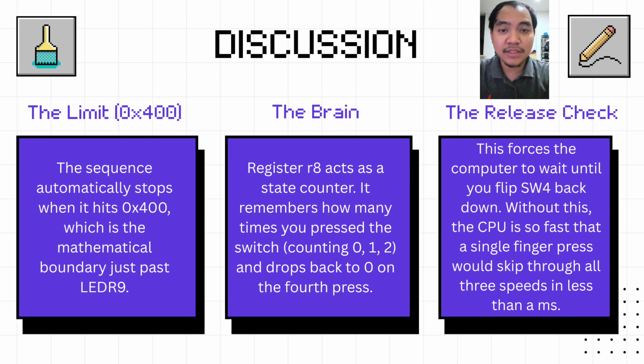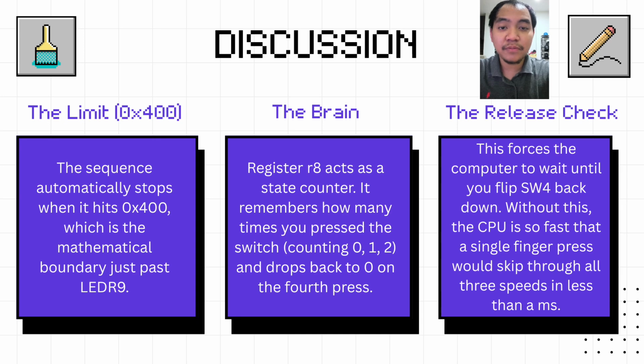Okay, the third is the release check. This is very important because the processor runs very fast. If you do not include the release check, one single long press on switch 4 may be detected as many presses. This can cause the program to skip from mode 1 to mode 2 and mode 3 instantly.